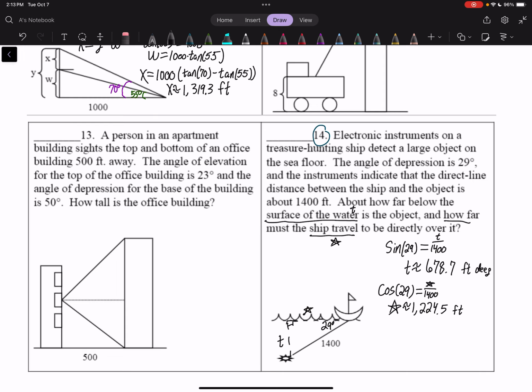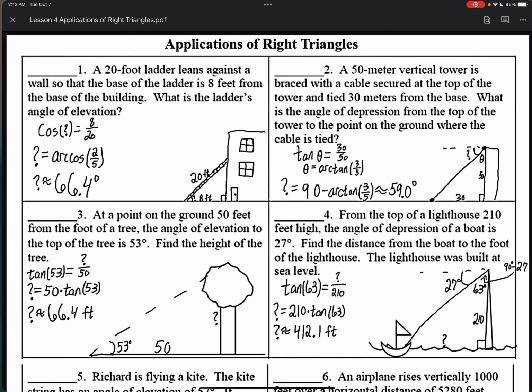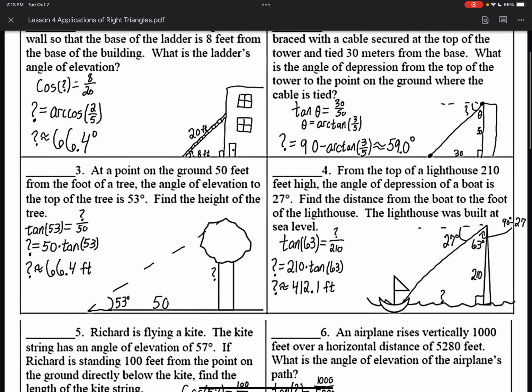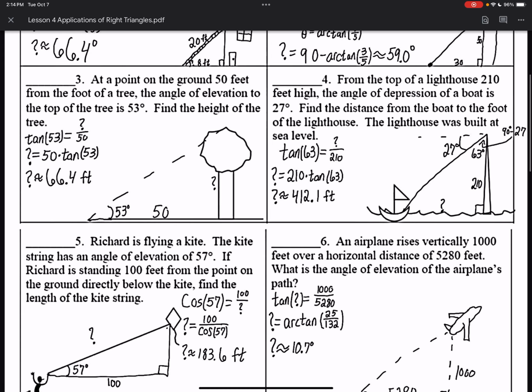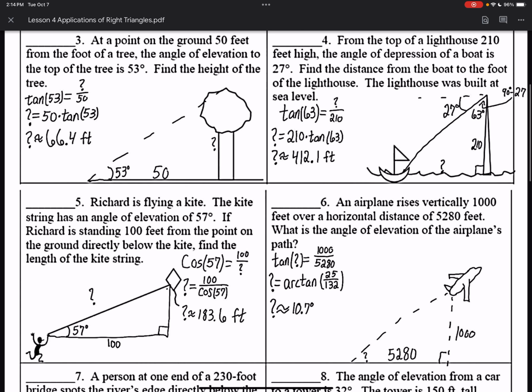Okay, pause the video, try the ones we did not do. Here's the answer key. I do not have them circled. It'll be the last thing with the unit.